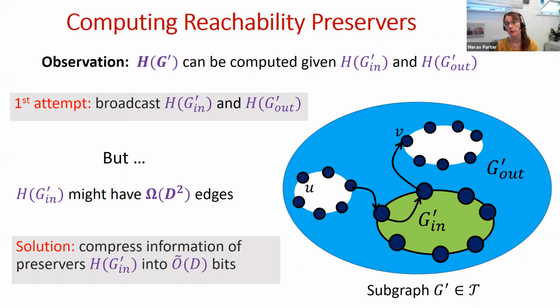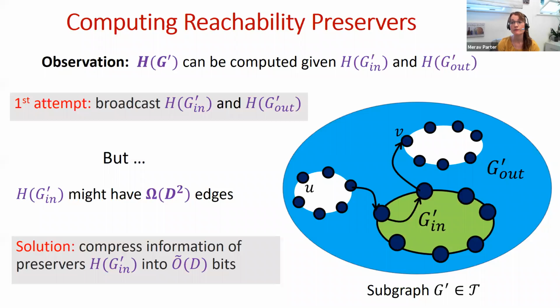So if I give you both subgraphs and you just compute reachability on that subgraph, you have the entire information that you need on the directed path in G prime itself, okay? So now what's the problem? All the nodes in G prime in, they know their preserver. All the nodes in G prime out, they also know their preservers. But now I want the nodes in G prime in to know about the preserver of G prime out. So we need to broadcast these edges.